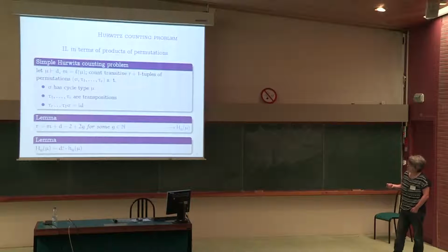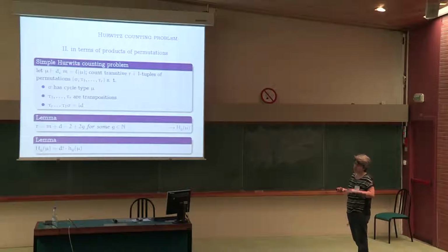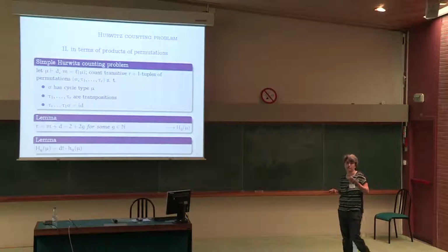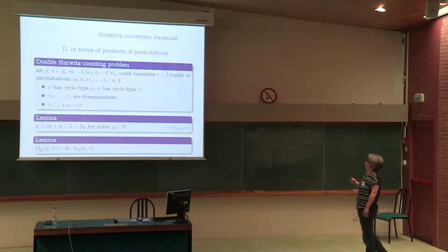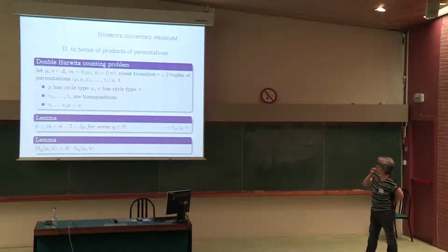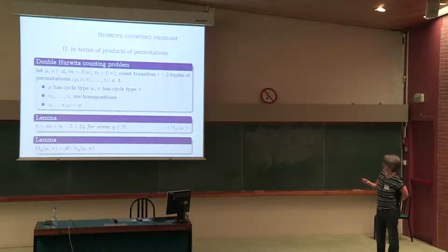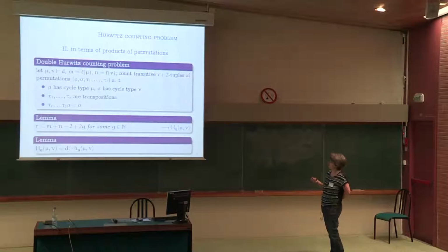The factorial factor can be understood as the labeling of the sheets of the cover, something I do. Now the double Hurwitz counting problem in this setting is that we pick two partitions and we want to count transitive tuples of permutations.